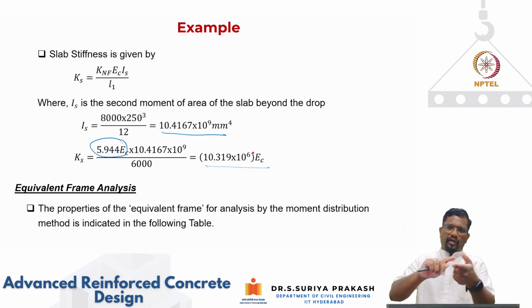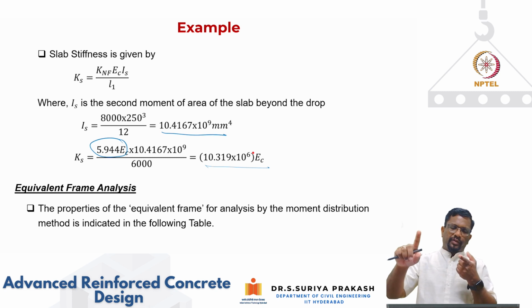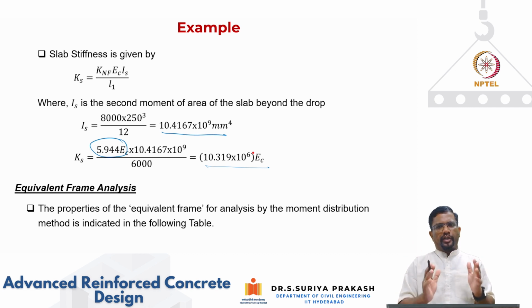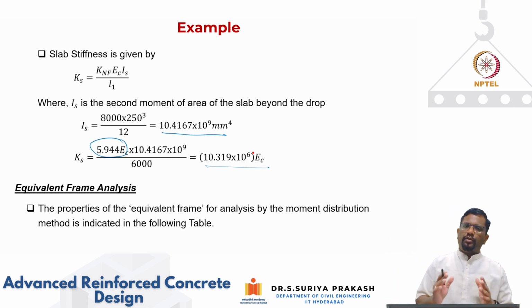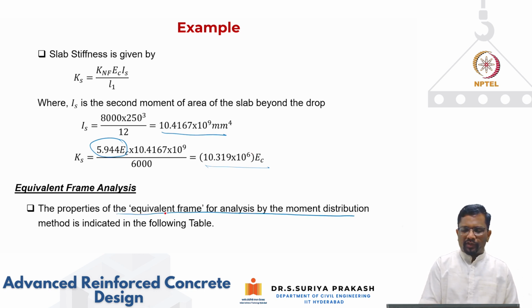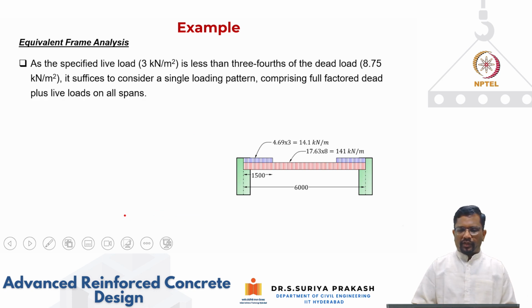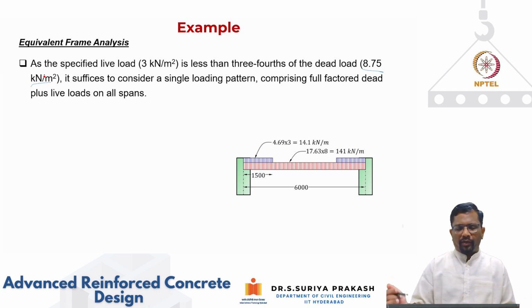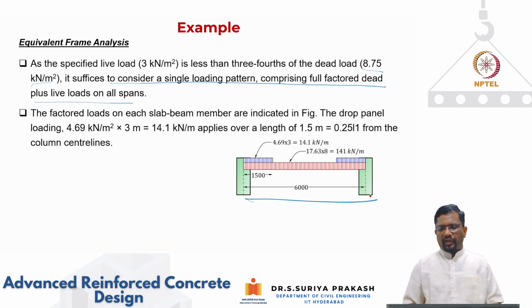And then now I got the slab stiffness parameters, column stiffness parameters, carryover factors, and fixed end moment coefficients. Now we got all the parameters. We are going to go ahead and do moment distribution analysis. So the properties of the equivalent frame for analysis by moment distribution method can be done like this. So the specified live load again is less than 3/4 of the dead load, which is 8.75 kilonewton per meter square. So we don't need to do pattern load. A single loading pattern is sufficient, with full factored dead load plus live loads on all spans. So that is the loading that we are going to consider.